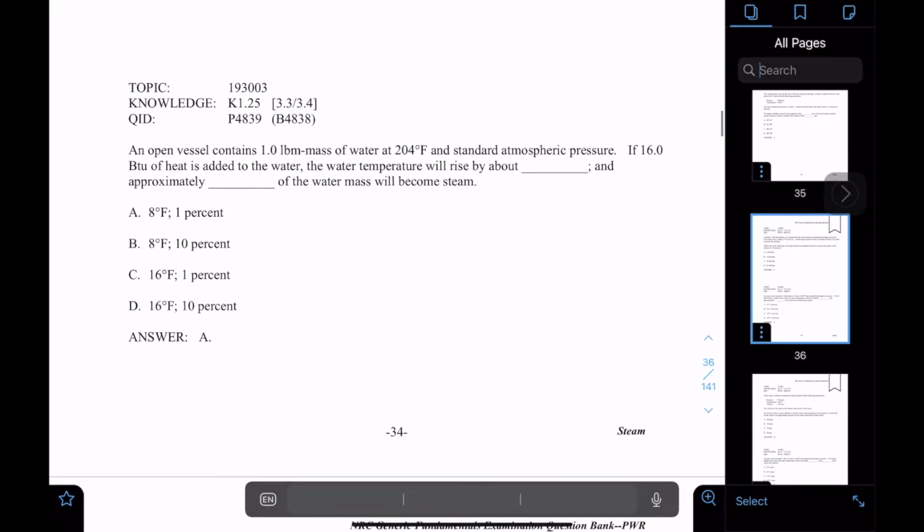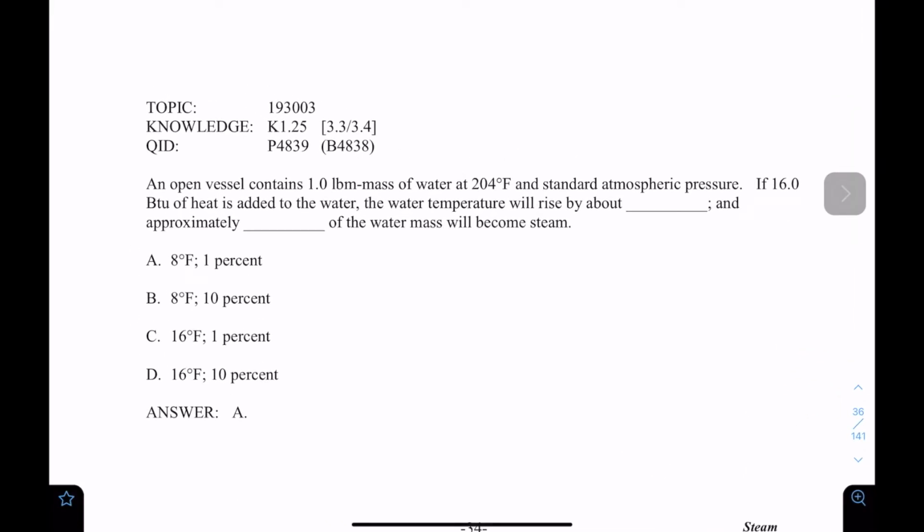Okay, this one. So, question P4839. An open vessel contains 1 pound mass of water at 204 Fahrenheit and a standard atmospheric pressure. If 16 BTU of heat is added to the water, the temperature will rise by about, and approximately a certain percentage of the water will become steam. Okay, we have different things going on here.